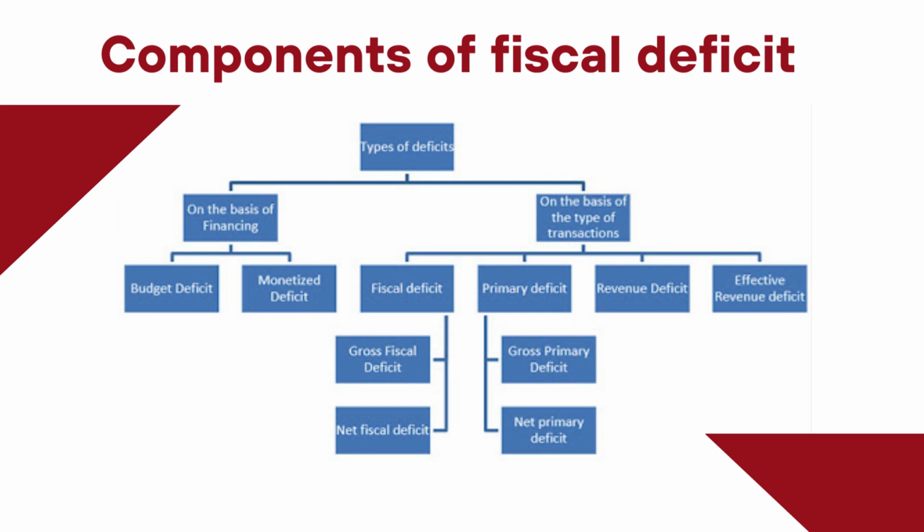And the final component is the total fiscal deficit, which is the sum of the revenue deficit and the capital deficit. It represents the overall shortfall between the total revenue and the total expenditures.